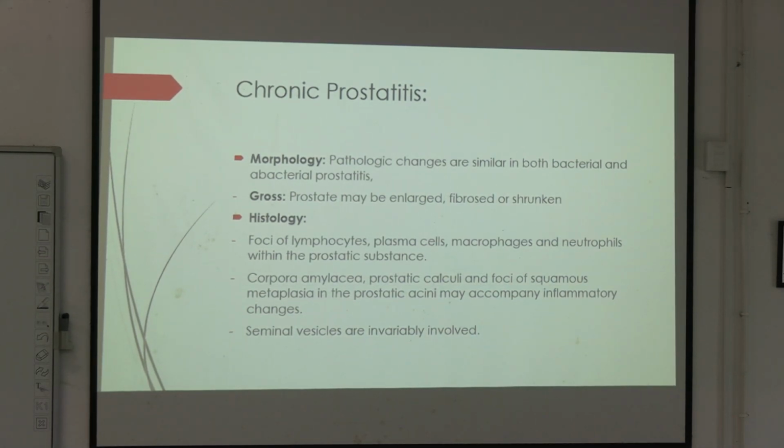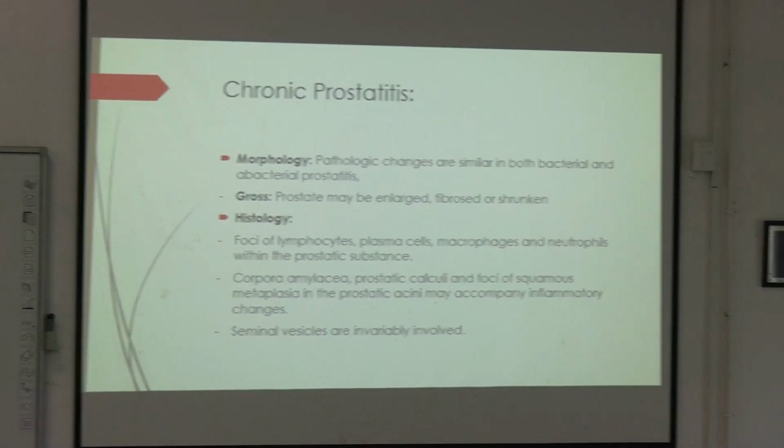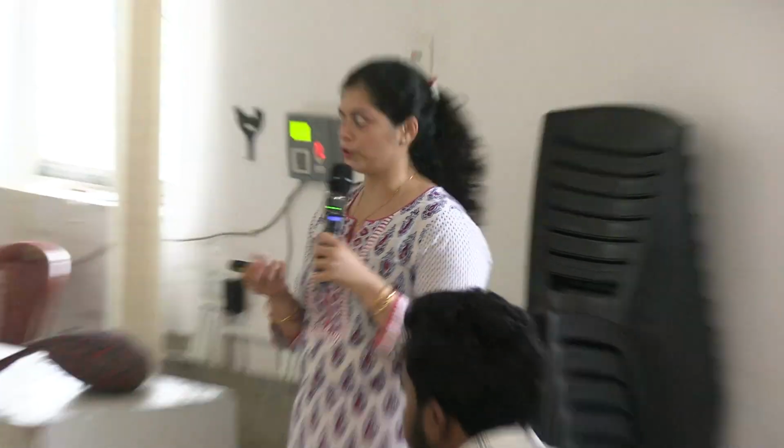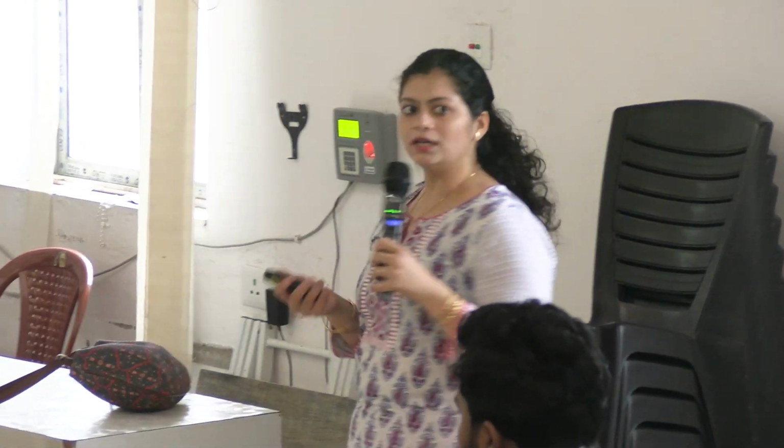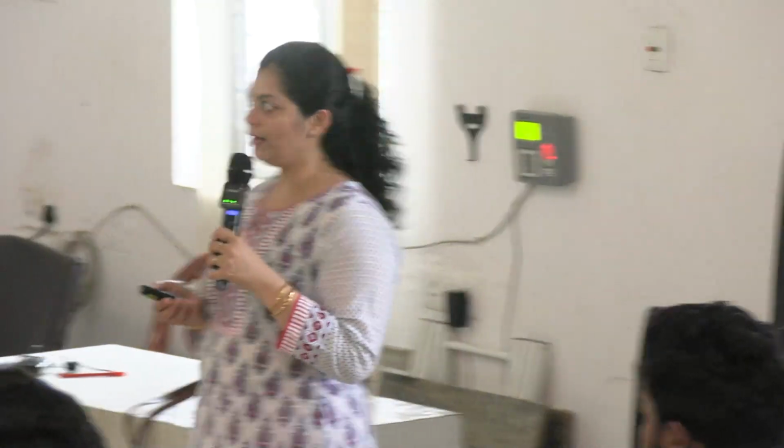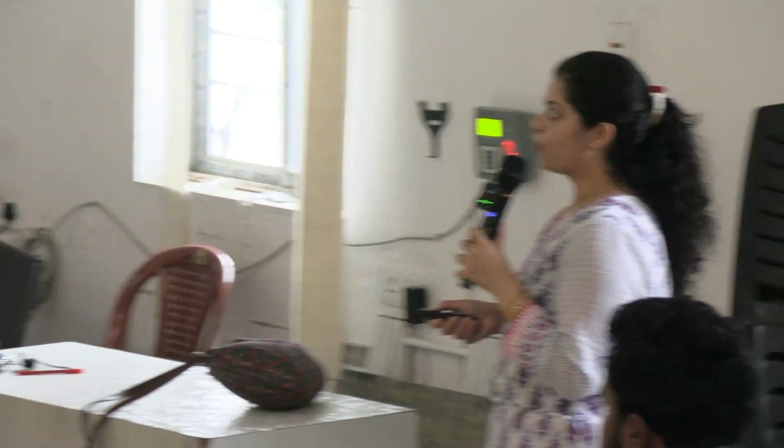Similarly, there will be an enlarged prostate which will be either fibrosed or you will get a shrunken prostate. What are the chronic inflammatory cells we get? Lymphocytes. So here in histopath you will get lymphocytes, okay, predominantly lymphocytes, then macrophages. There will be corpora amylacea which is commonly seen in the prostatic secretions and the seminal vesicles are not involved.